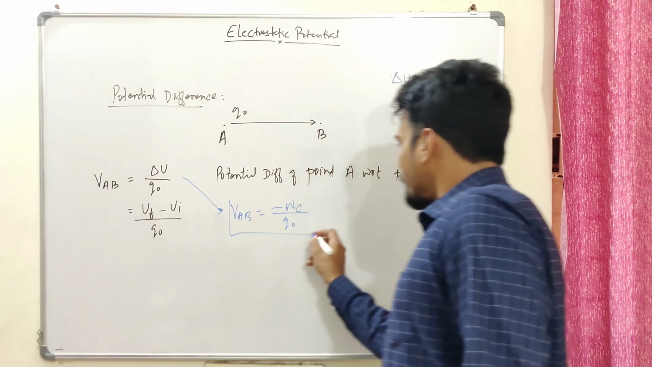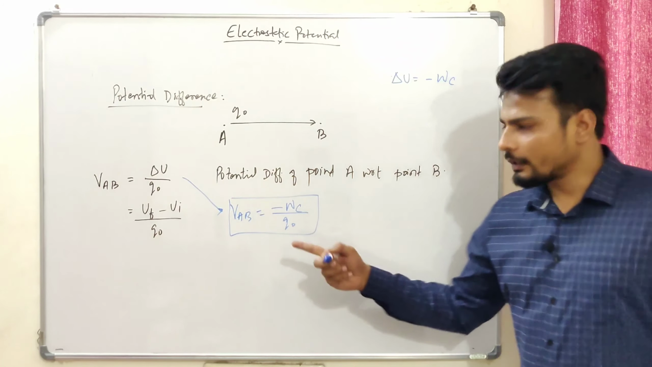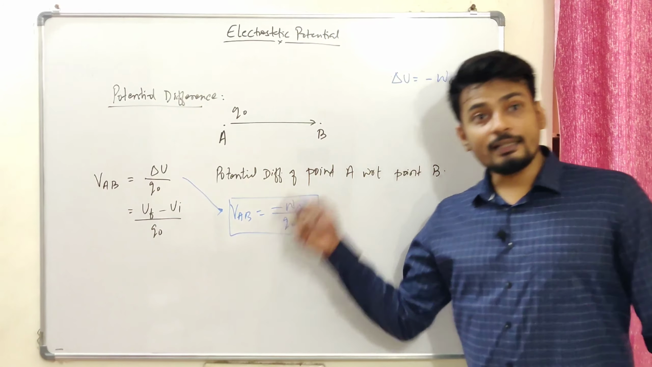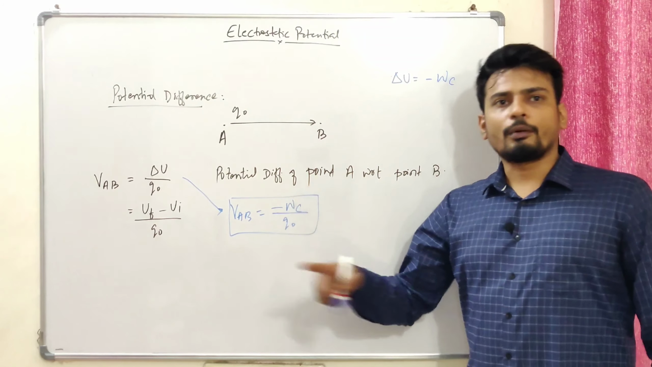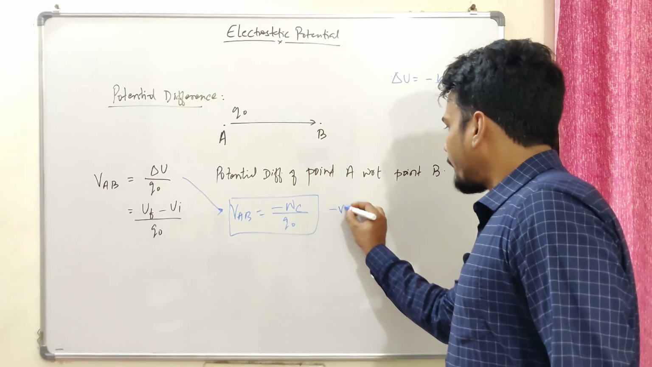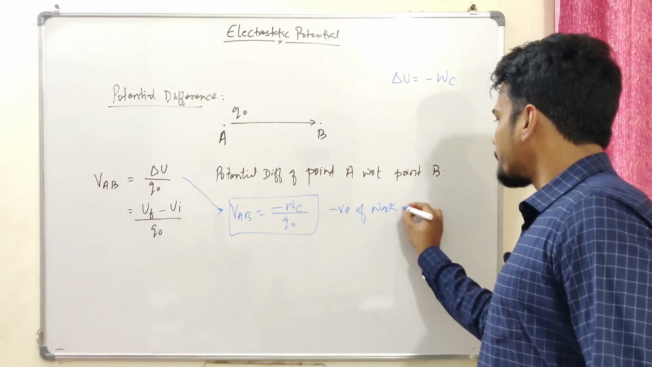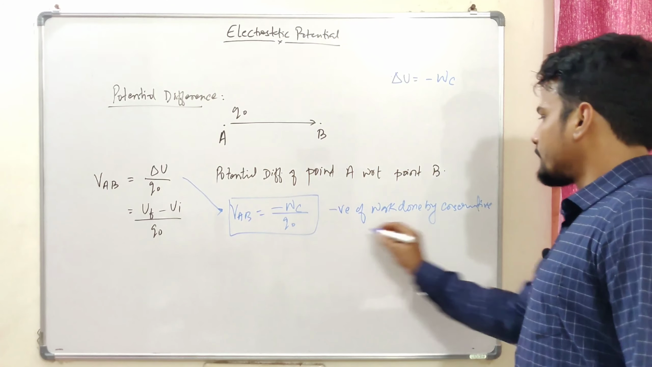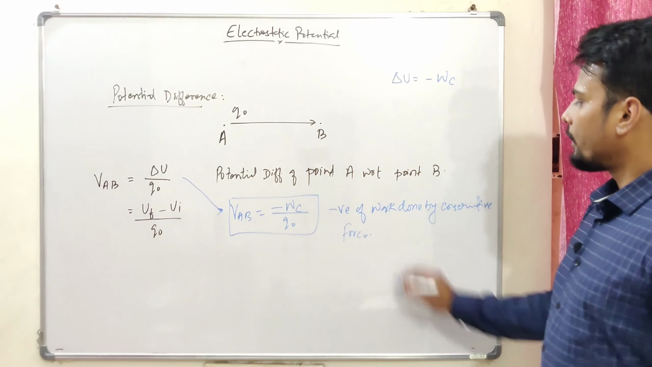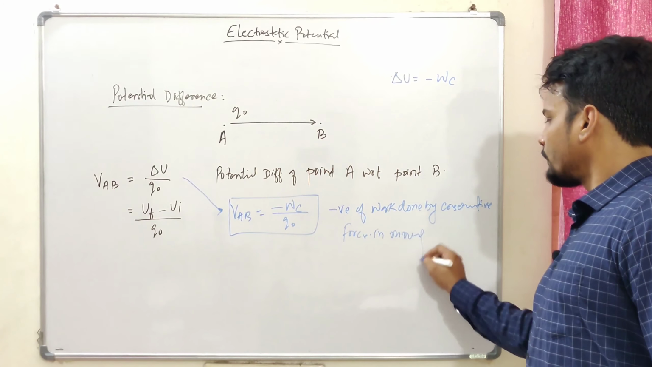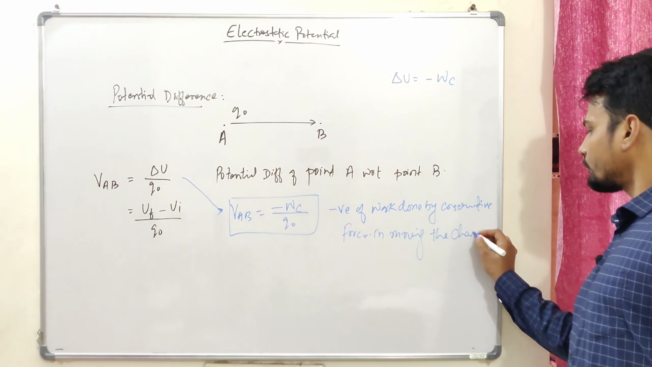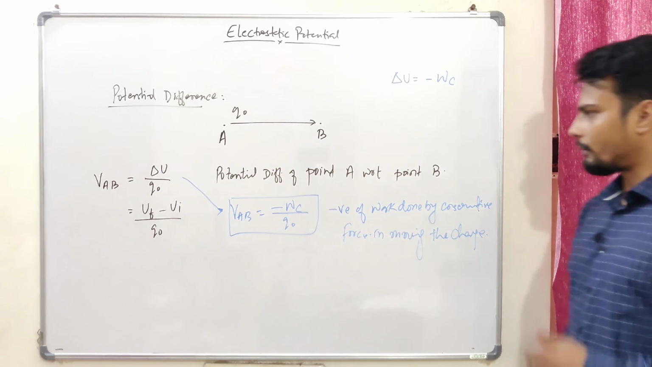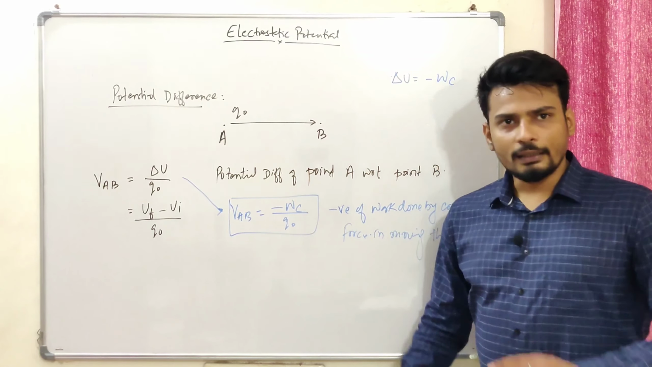Okay, so with this I can actually define the potential difference in one more way: the potential difference of points is defined as the negative of the work done by the conservative force in moving the charge from one point to another point. Over here the conservative force is your electrostatic force in moving the charge. You can define it this way also, right? So potential change per unit charge from A to B, or the negative of the work done by the conservative force.